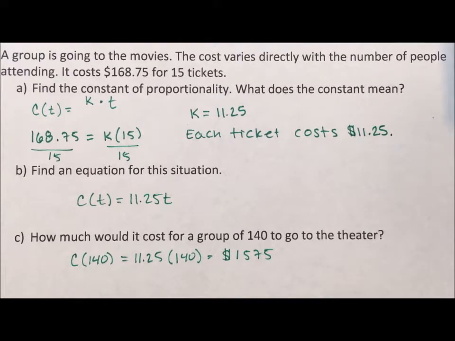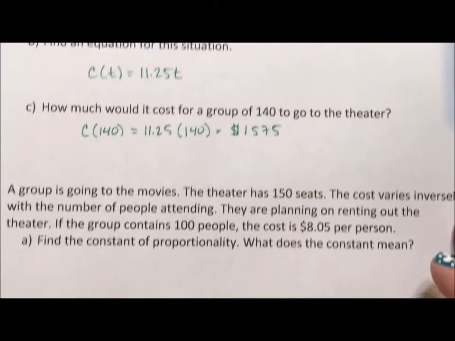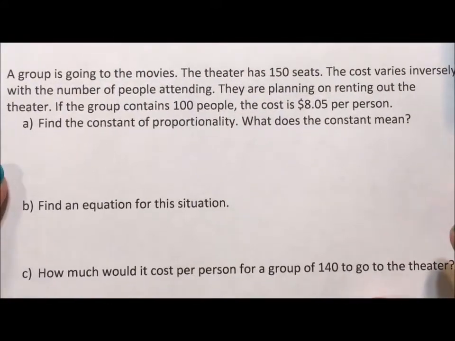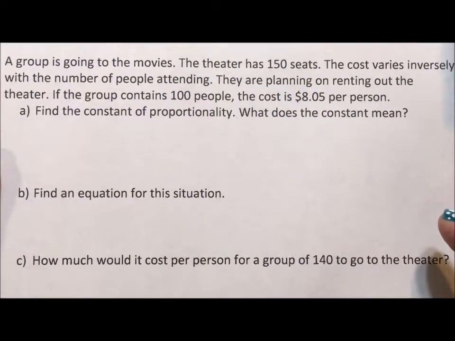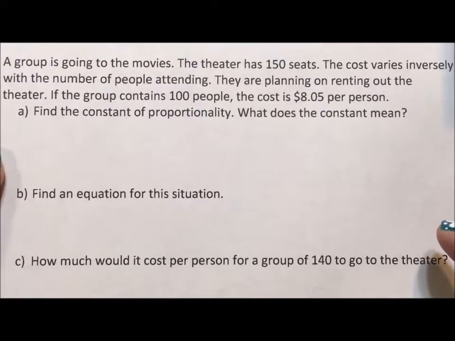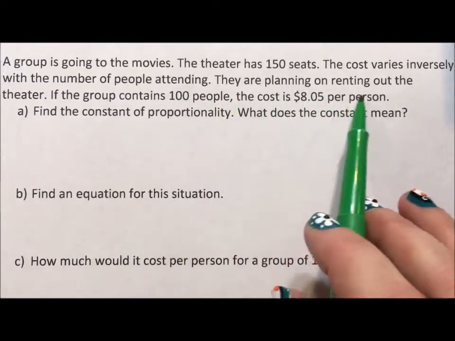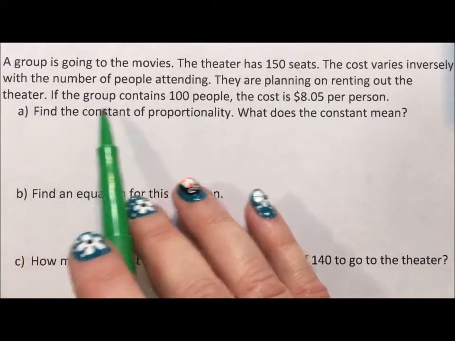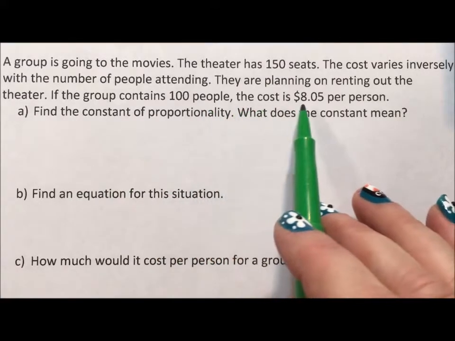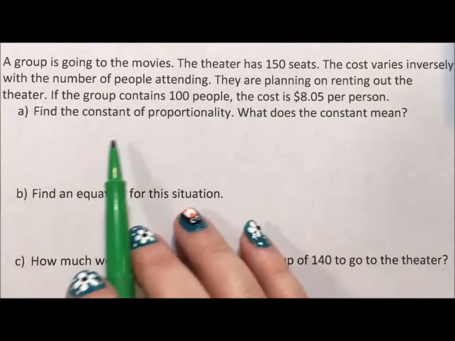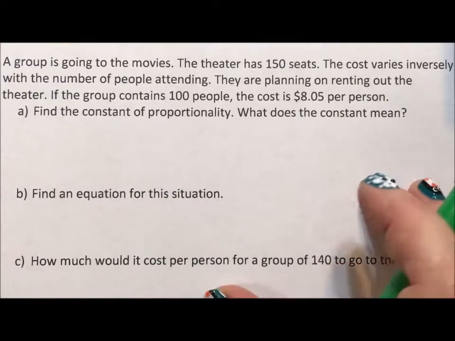$1,575. Okay, but what happens if instead of direct variation, what we're asking about is inverse variation? So here we go. A group is going to the movies. The theater has 150 seats. The cost varies inversely with the number of people attending. They are planning on renting out the theater. If the group contains 100 people, the cost is $8.05 per person. Find the constant of proportionality, and what does the constant mean?